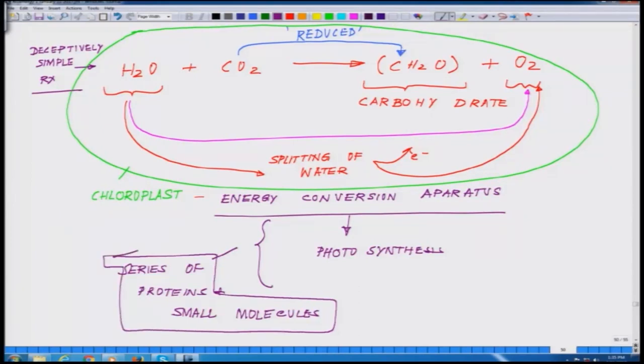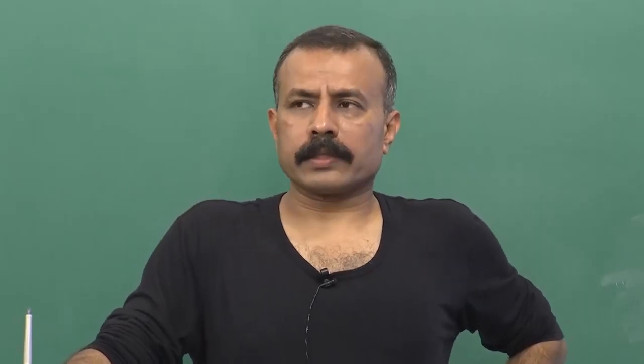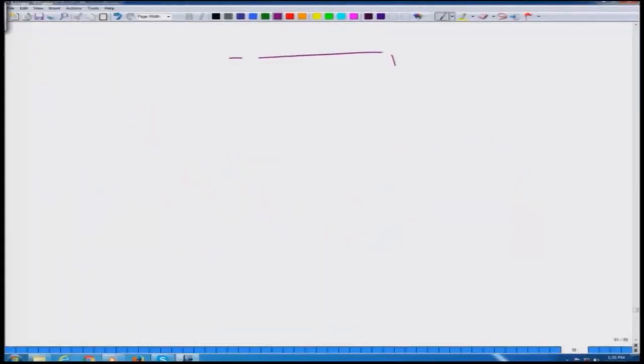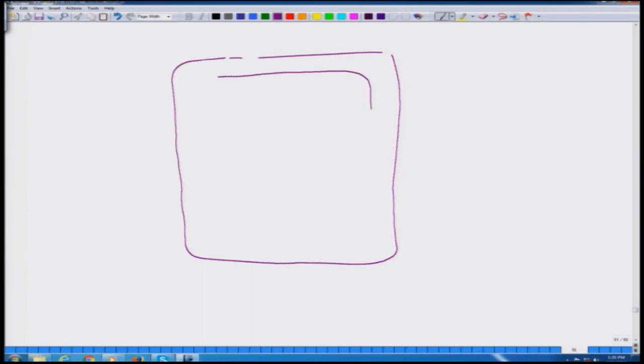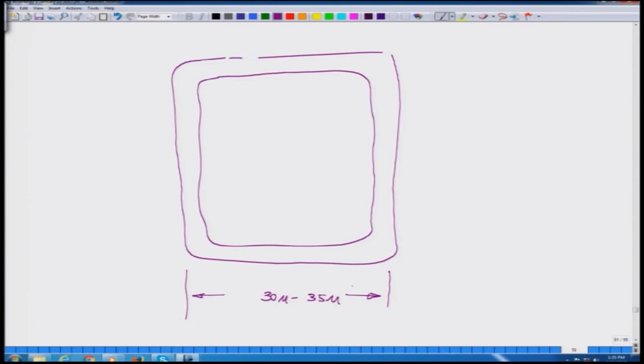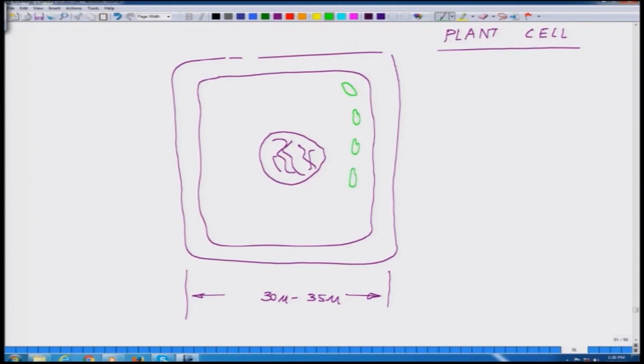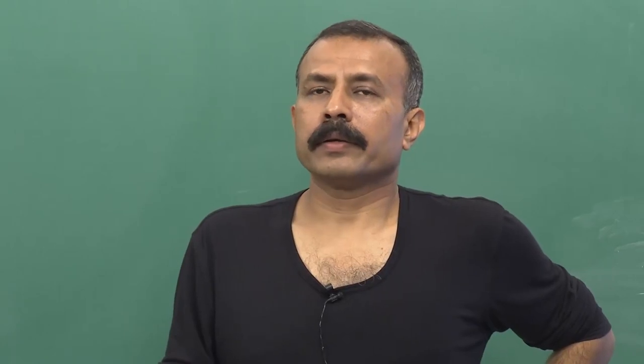Okay. Now, if you look at the plant cell, in this hexagonal structure, you have the cell wall like this. So, this structure's cross section is around 30 to 35 micron. Okay. And within the plant cells, you have the nucleus out here having the DNA and all other components. Yet there are some very small components like this, a lot of them, which are called chloroplast. Okay. So, chloroplast is the site where the photosynthetic reaction is taking place.